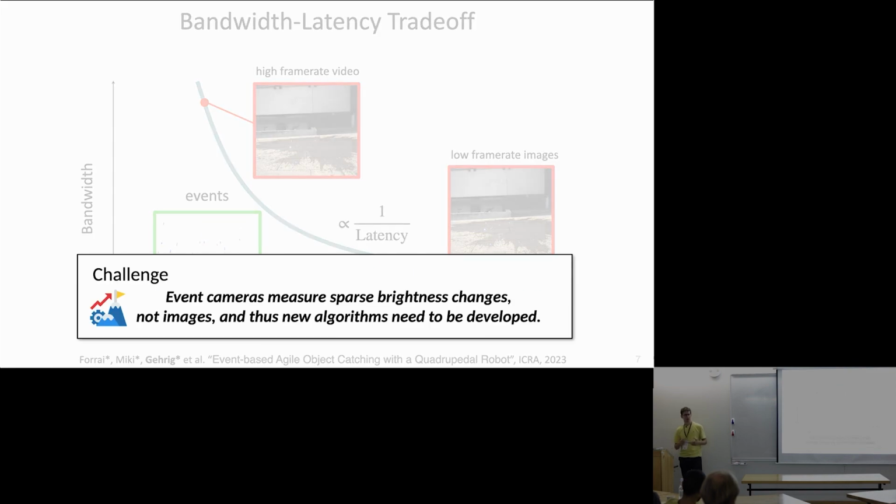However, this comes at a cost, because events now are not captured as images. We cannot process them anymore with vision transformers or CNNs, so we need to redesign some of the algorithms to use this data.